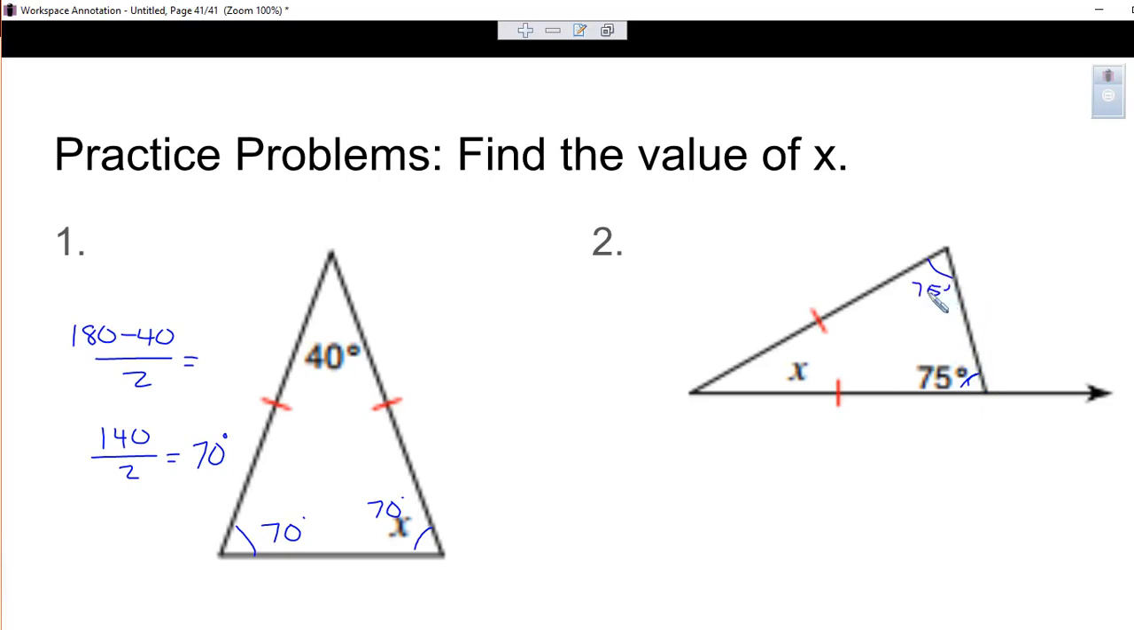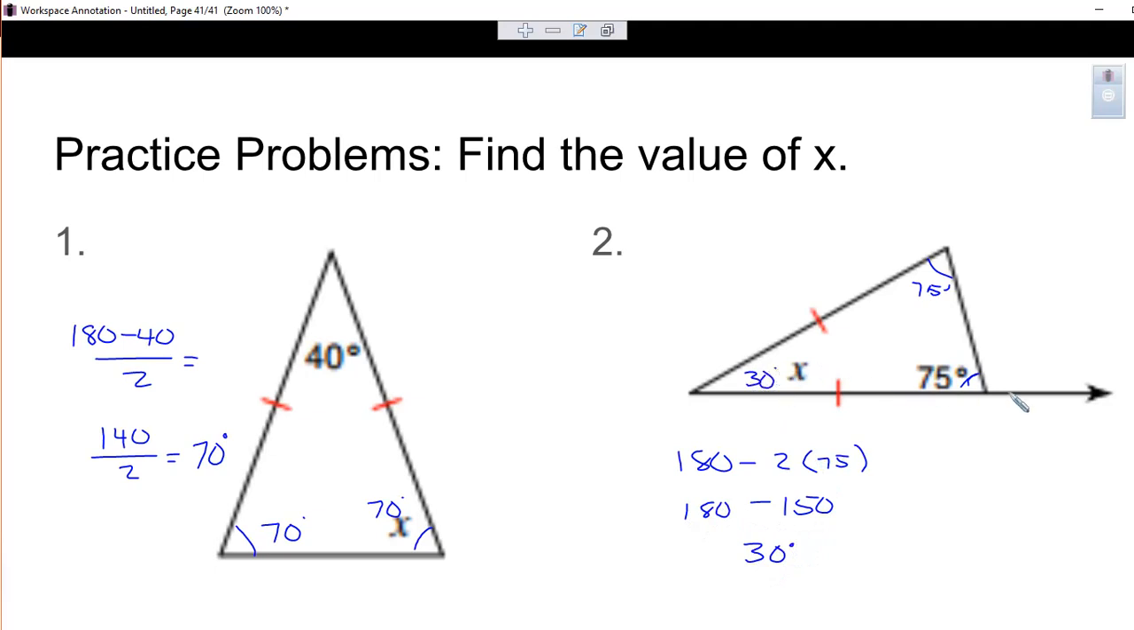And so to find the value of x, we're just going to go opposite of that. Instead of doing 180 minus 40 divided by 2, or our number divided by 2, now we're going to do 180 minus 2 times our number. So 2 times 75, if we add these up or multiply it by 2, you get 150. And now we do 180 minus 150 and get 30 degrees.